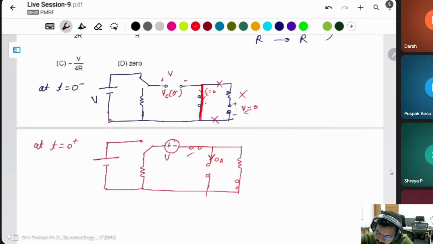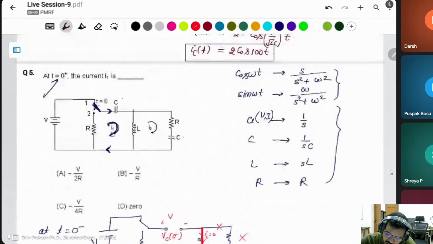If the same thing is asked about this current, there is some current flowing through R. At initial, the inductor behaves like an open circuit and the capacitor behaves like a short circuit. But at a steady state, both are the opposite. In a steady state, the capacitor behaves like an open circuit and the inductor will be a short circuit. But here the question asks about the current at the initial point.